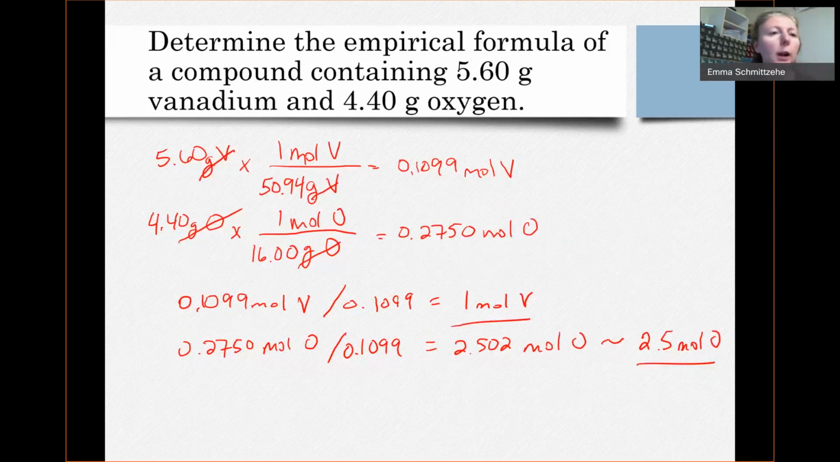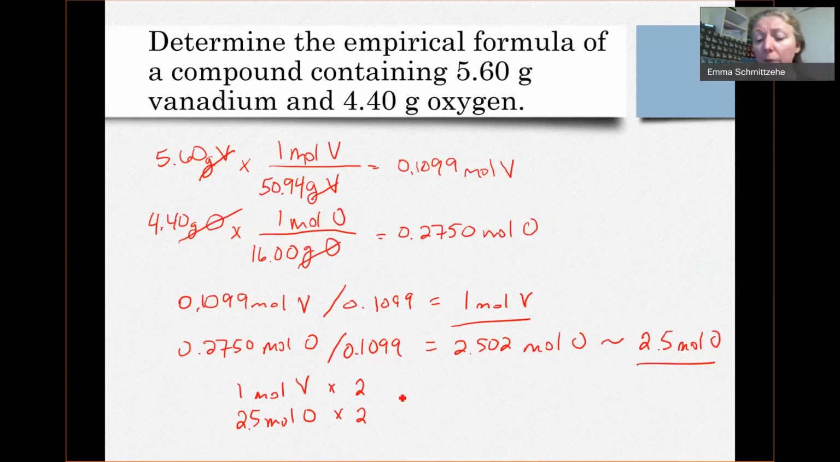It's within 0.05 of 2.5. So that's safe to round to that. You can't round the 2.502 to 3. That's way too far from 3, okay? Now I need to scale it to make it whole numbers. So if I had 1 mole of vanadium for every 2.5 moles of oxygen, I can multiply each of those by 2, okay? So whatever I do to one, I have to do to the other once you're in moles.